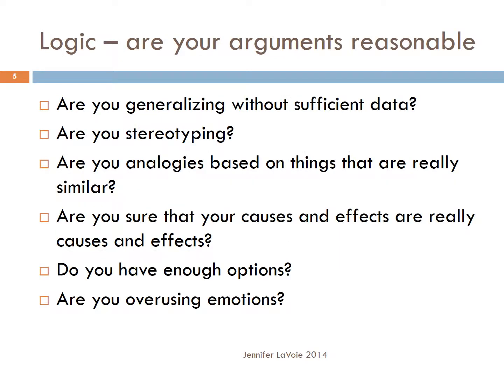Now, Chapter 7 was concerned with the logical flow of an argument, and we want to keep that in mind as we're working on this particular project. Here are some questions that you can think about. Are you generalizing without sufficient data? Are you stereotyping? Are the analogies based on things that are really similar? Are you sure that your causes and effects are really cause and effect and not simply correlation? Do you have enough options? Have you explored things fully? And are you overusing emotions?